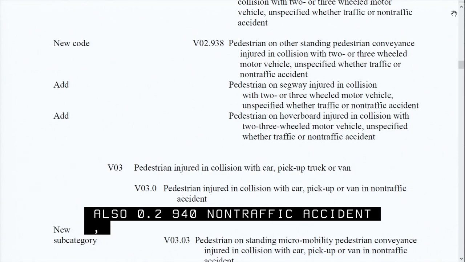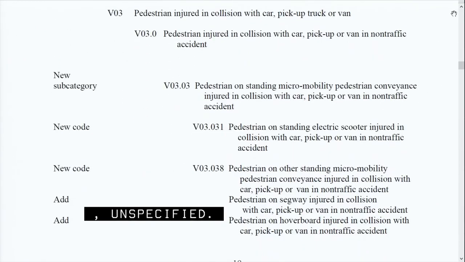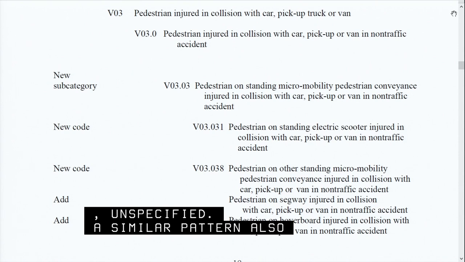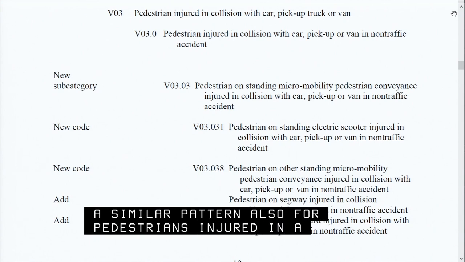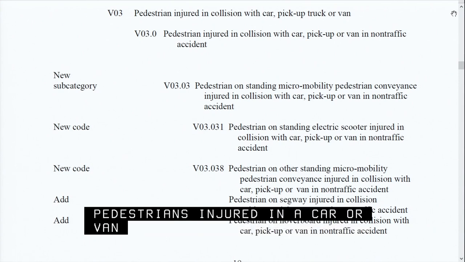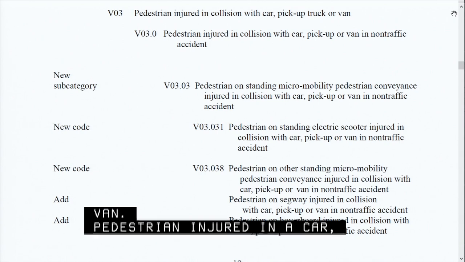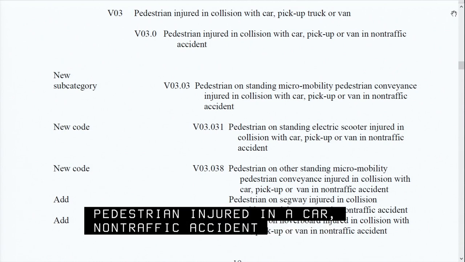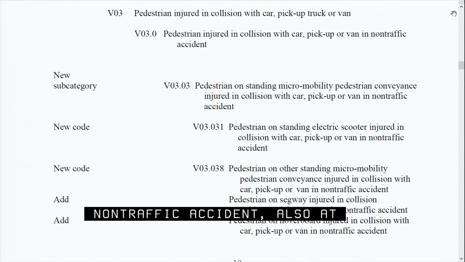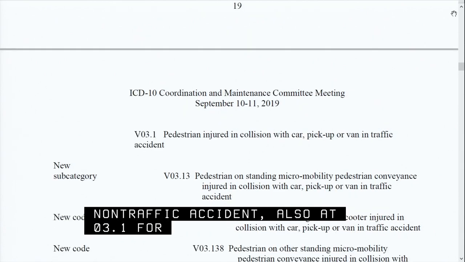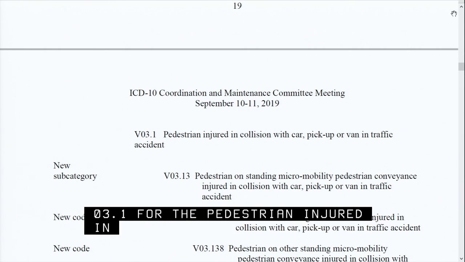With a similar pattern also repeated at category V03 for pedestrian injured in collision with a car, pickup, or van. At code V03.0, pedestrian injured in collision with car, pickup, or van in non-traffic accident. Also at code V03.1, and code V03.9 for the pedestrian injured in collision with car, pickup, or van, unspecified whether it's traffic or non-traffic accident.